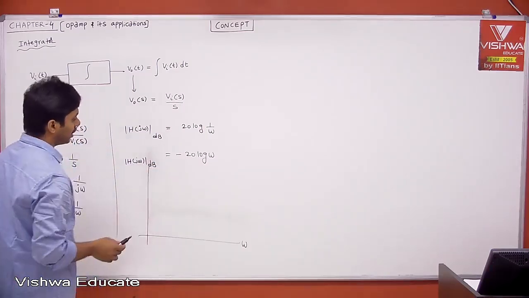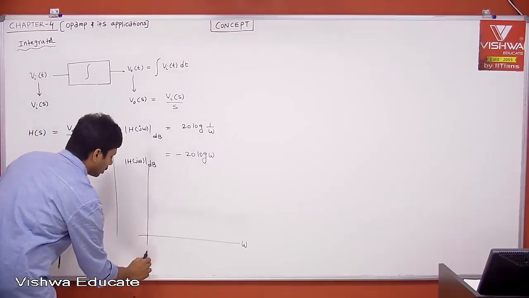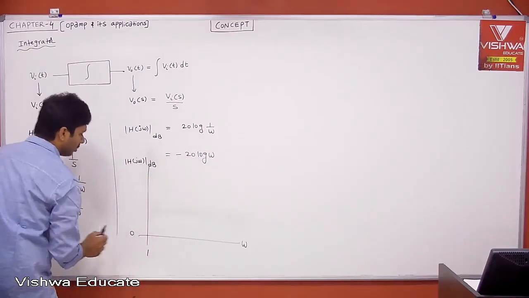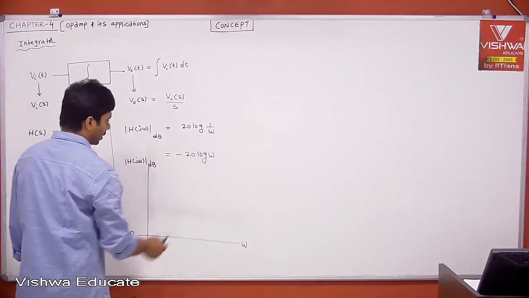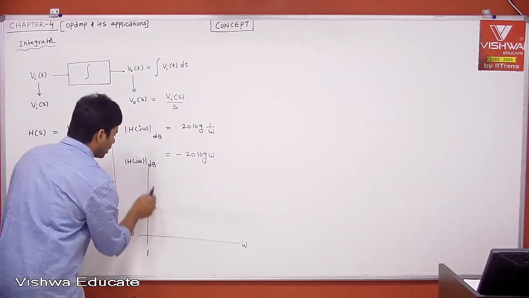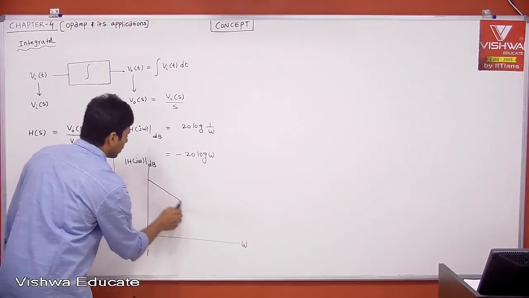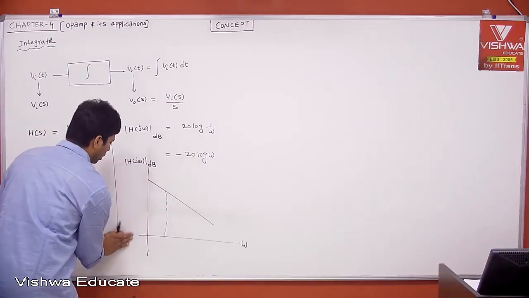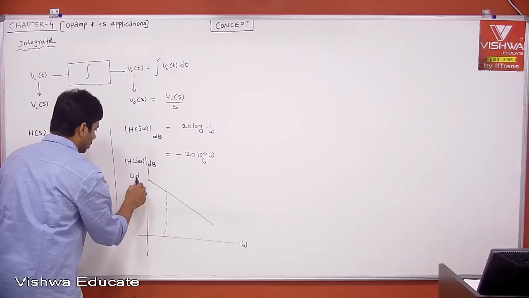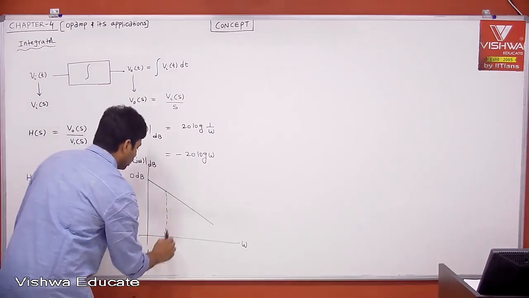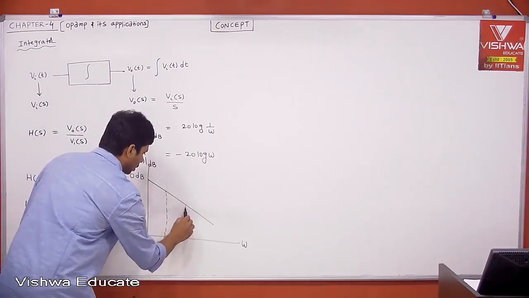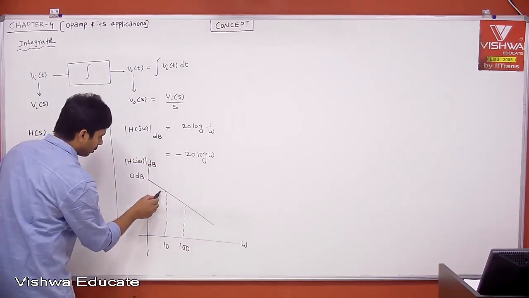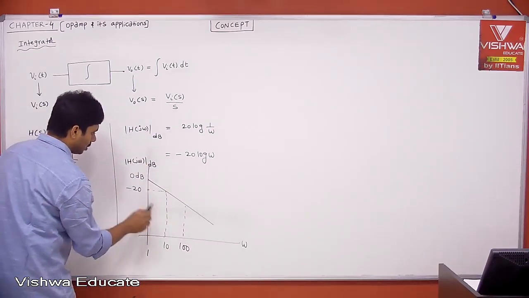Okay. Therefore now tell me, when omega is 1, then log 1 is 0. Therefore this is 0 dB. When omega is equal to 10, it is minus 20, and then if you plot, you will get something like this. Let me start with 0 dB here. This is 0 dB. Then this is 10. Now this is 100, etc. Therefore now if you do, this is minus 20 dB.